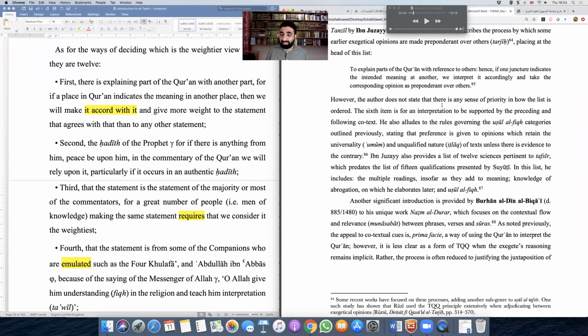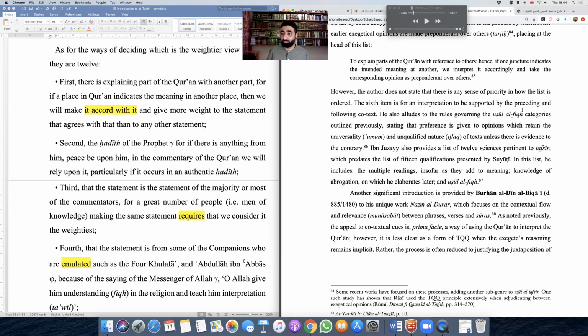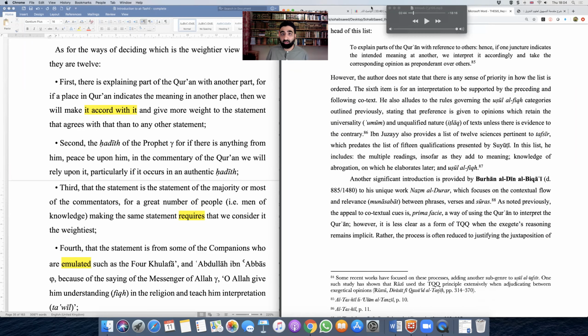However, the author does not state that there's any sense of priority in how this is ordered, right? He uses the word al-awwal, al-thani, but he doesn't state that this is in order. And then various items within the list, I also say, are within Tafsir al-Quran bil-Quran, right? Such as the context, preceding and following text, co-text. And the usul al-fiqh categories, umum and itlaq and so on, also are related to Tafsir al-Quran bil-Quran, which is why I've talked about them in the thesis as I showed you earlier today, right? So that's all.